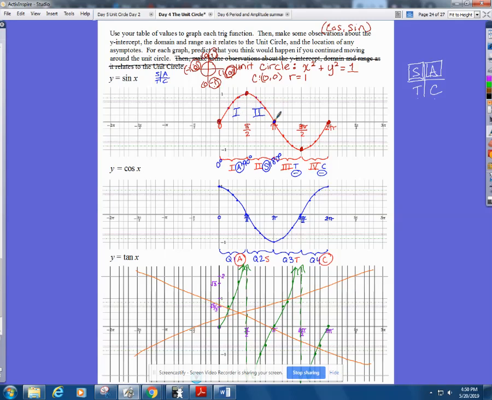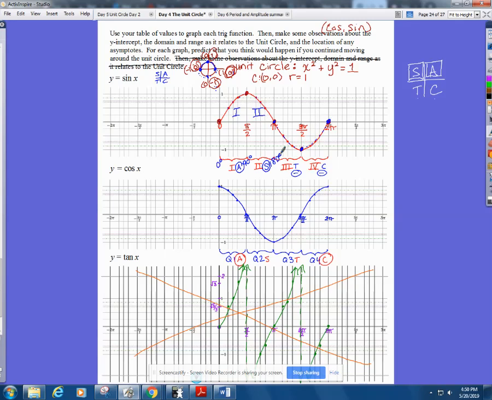Then we get to this point on the circle. So we just went around the circle to here, and now we're at 180. Now we'd be coming down here, where we are now below the x-axis. And if you look at our y values, we go from 0 to negative 1, and then we go back up to 0. So 0 to negative 1, and then back up to 0.